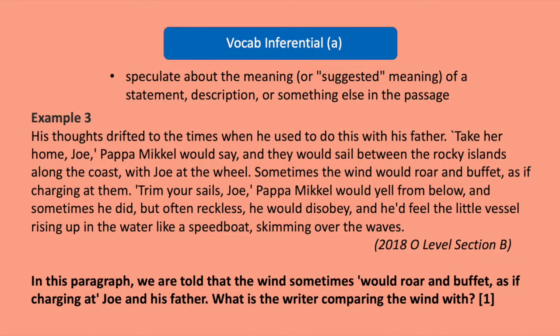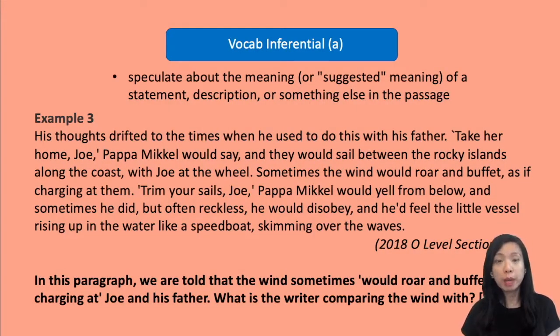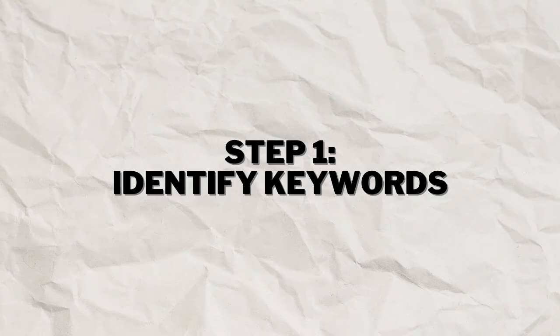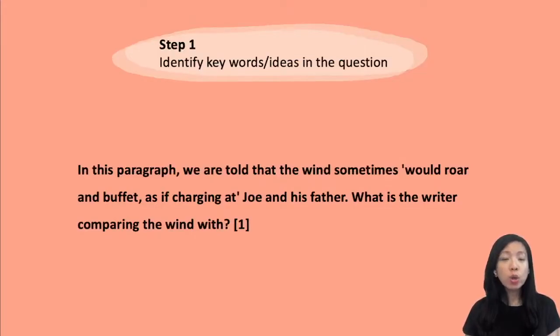In this paragraph, we are told that the wind sometimes would roar and buffet as if charging at Joe and his father. What is the writer comparing the wind with? And this was taken from the 2018 O-level paper. Okay, so in order to answer this question, let's start with step 1. So remember, in step 1, we have to identify the keywords or the ideas in the question. And so this is the question here.